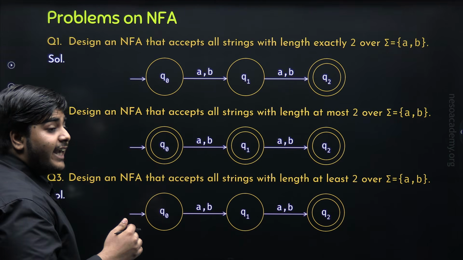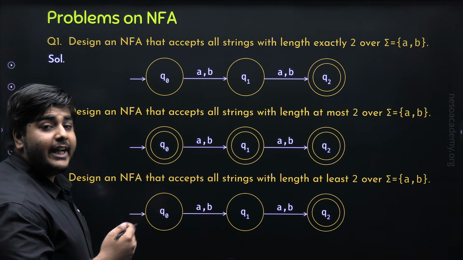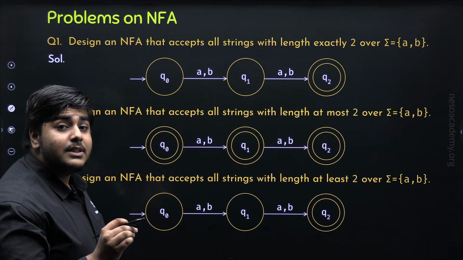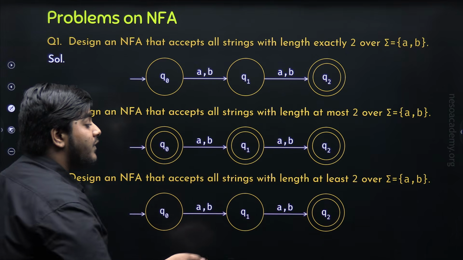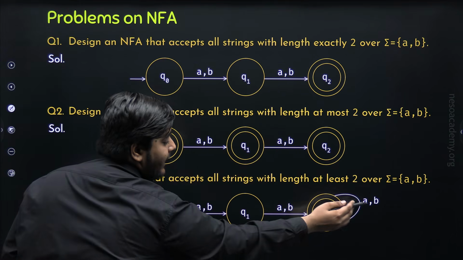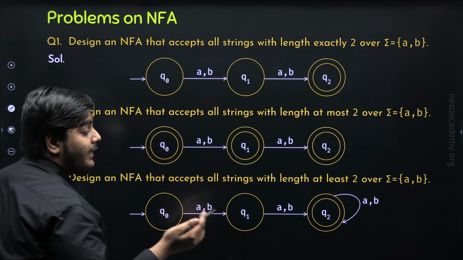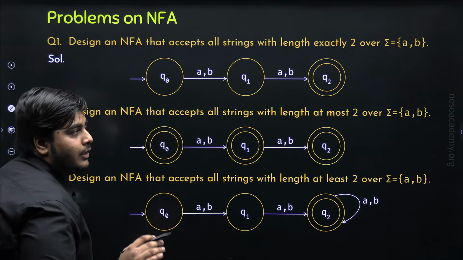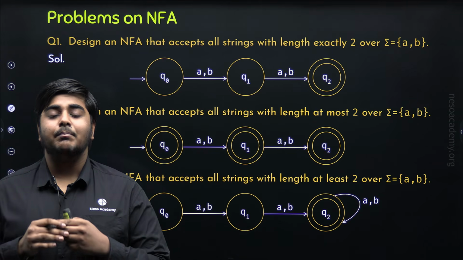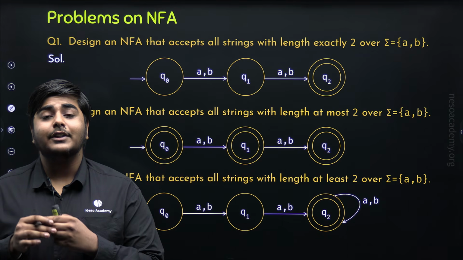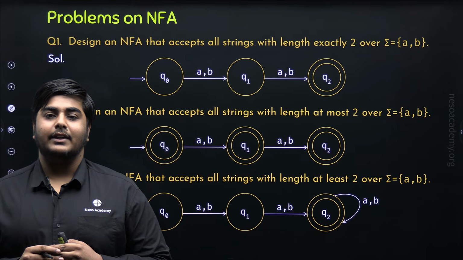So if we get more symbols after getting the second symbol, that will also be accepted because the number of symbols can be greater than 2. So we will simply create a self loop over the state q2 for the symbols a and b, which depicts that there can be more than 2 symbols in the string, which will be accepted. So these were the 3 important problems based on NFA construction that required the knowledge of the length of the string.